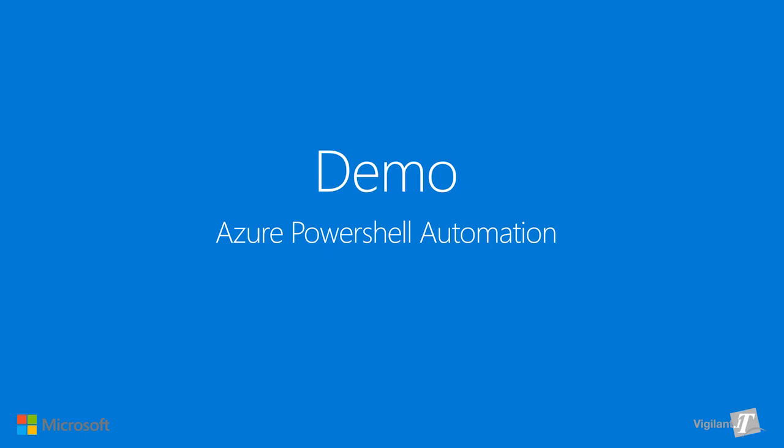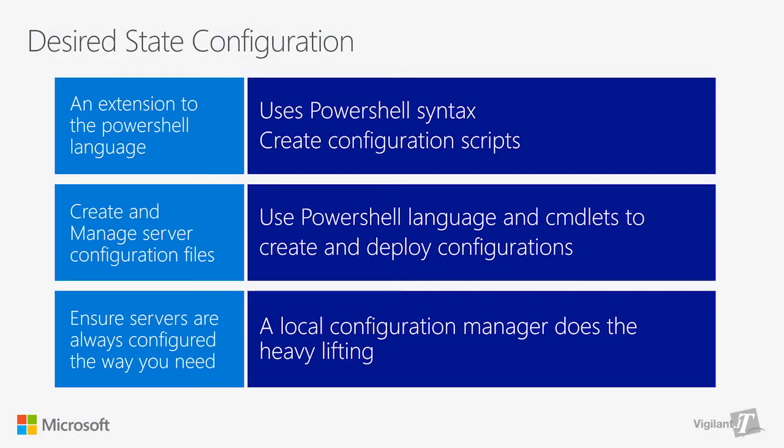Now, let's have a look at the other Azure automation engine, which is DSC, Desired State Configuration. DSC is a new management platform in Windows PowerShell that enables you to deploy and manage configuration data for software services and manage the environment in which these services run.